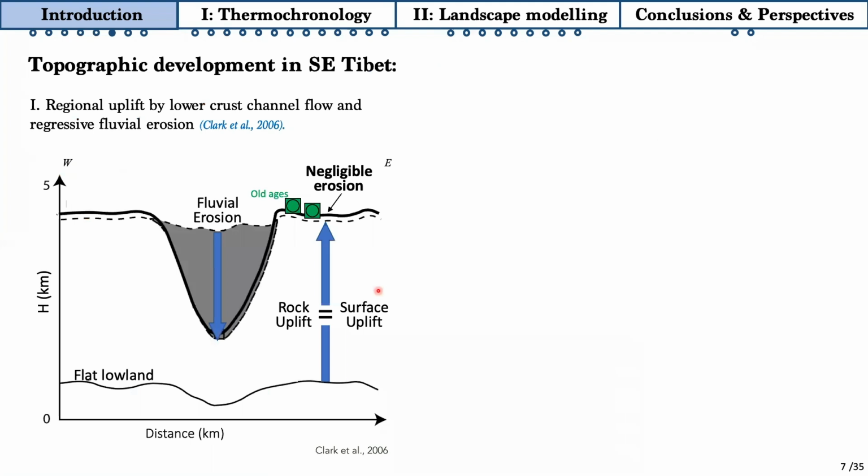During the past 2 decades, there have been 2 principal models trying to explain the mechanism generating such peculiar topography of the Southeast Tibet. The first one comes from Clark and Royden 2006. They proposed that the surface uplift of the Southeast Tibet comes from a regional lower crustal channel flow, from a flat lowland, which was then dissected by regressive fluvial erosion. In the model, they predict almost no erosion on the low relief surfaces at high elevation, and also the rock uplift is roughly equal to the surface uplift.